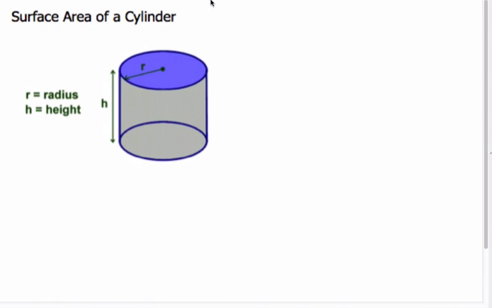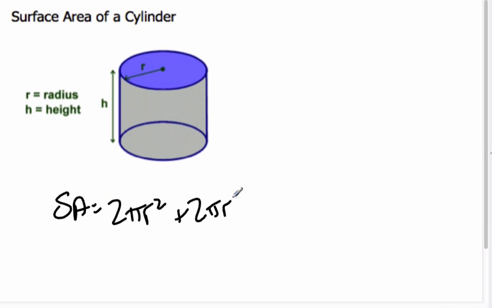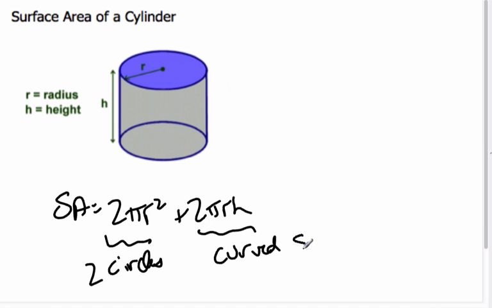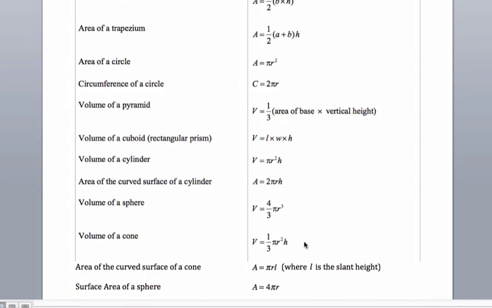So, what we can say then, surface area is equal to 2 pi r squared plus 2 pi r h. These are the circles, there's 2 of them, and this is the curved surface area. And if we look at what our formula sheet says, the area of the curved surface of a cylinder, it only gives us this area here. We have to put the area of the 2 circles together ourselves and know that we are going to add them. It does not give you the full formula for surface area of a cylinder.